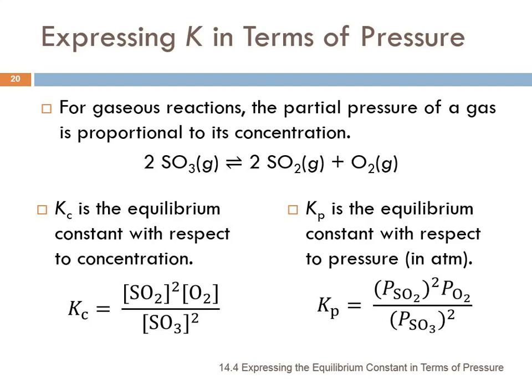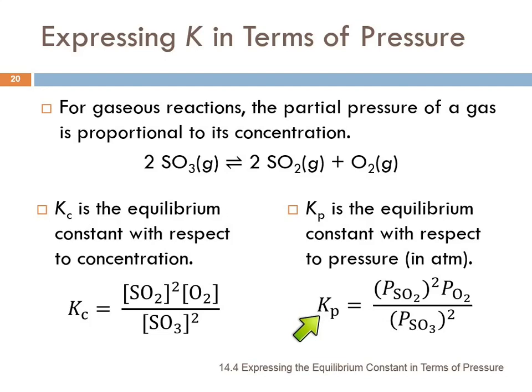But now we can also say, well, we could express the equilibrium constant in terms of pressure. So we'll call that Kp. And here the pressure is going to be in atmospheres. What did we measure these concentrations in? Moles per liter, right? It was always in moles per liter. And so over here, we're always going to measure these in atmospheres.